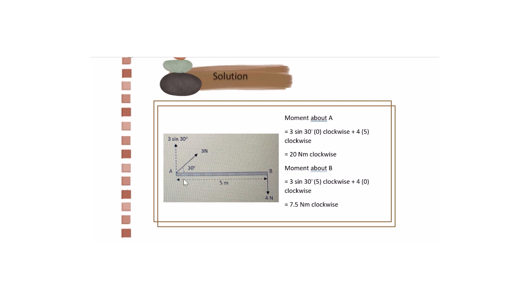So for the force of 3 Newton, here is 3 sin 30 degrees, multiplied by 5 because the distance is 5, clockwise, plus the force of 4 Newton multiplied by 0. The distance here at B is 0, clockwise movement, so we get 7.5 Newton meter clockwise.